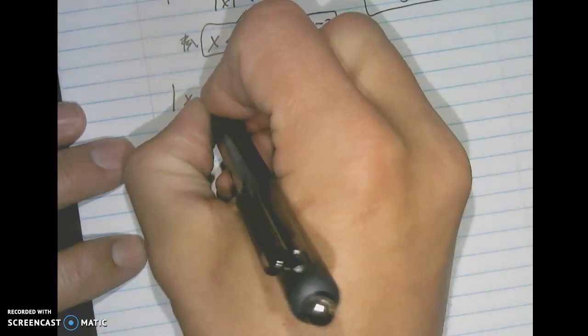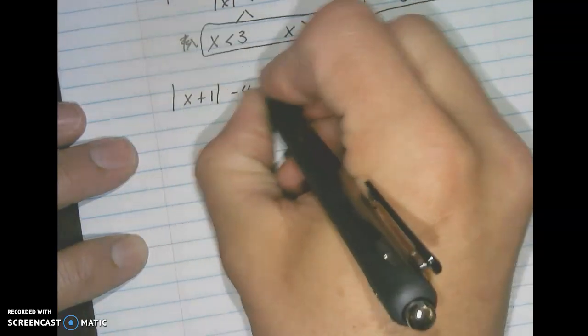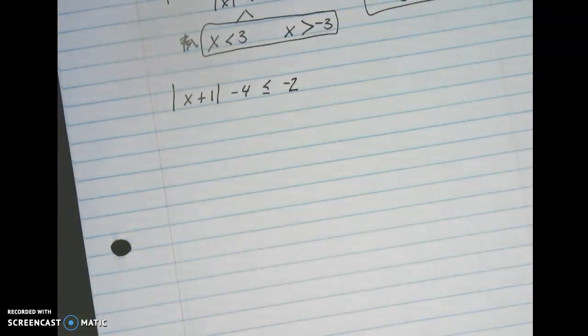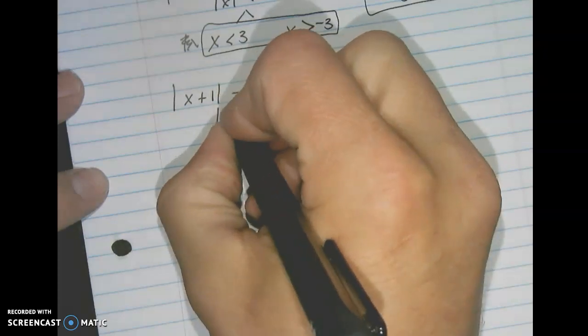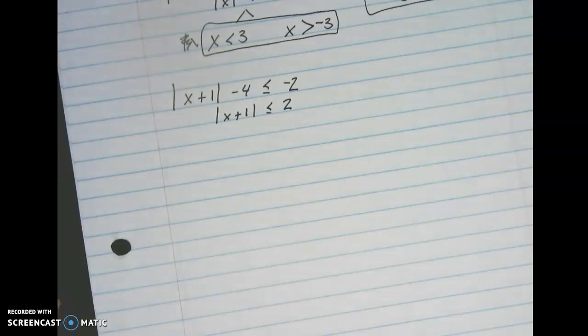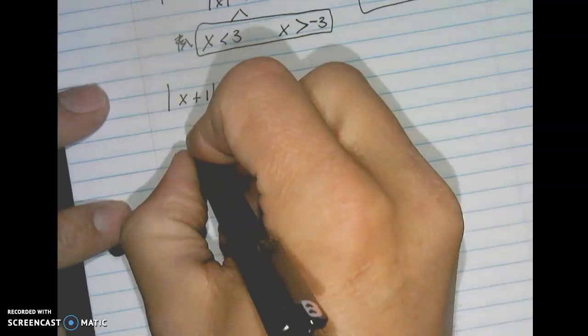All right, so let's try this one. We have the absolute value of x plus 1 minus 4 is less than or equal to -2. So what should I do first? I add the 4. So I get 2, right? Correct.